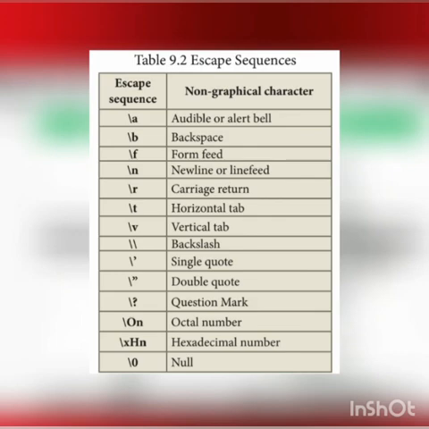For carriage return, you give backslash r. If you want to print something horizontally, you give backslash t, which is the horizontal tab. If you want to print something vertically, you give backslash v, which is the vertical tab. If you want to print a backslash in your output, you give double backslash. In the same way, there are escape sequences for single quote, double quotes and question mark. For an octal number, you give backslash ooo. For hexadecimal, backslash xhh. For the null character, you give backslash 0.